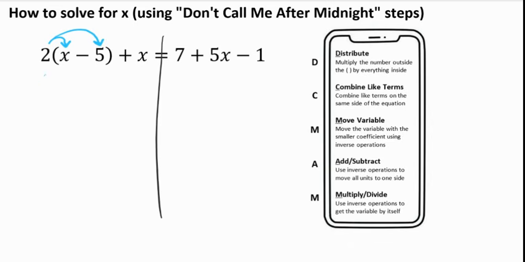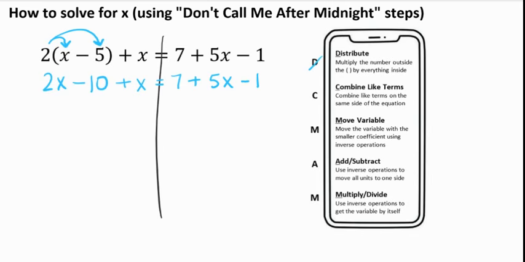So 2 times x is 2x. And then 2 times -5, because this is -5, is -10. And then the x just comes down because I didn't distribute that. And then on the other side, there was no distributing, so I'm just going to bring it down. Okay, so cross out D, I'm done with that one.